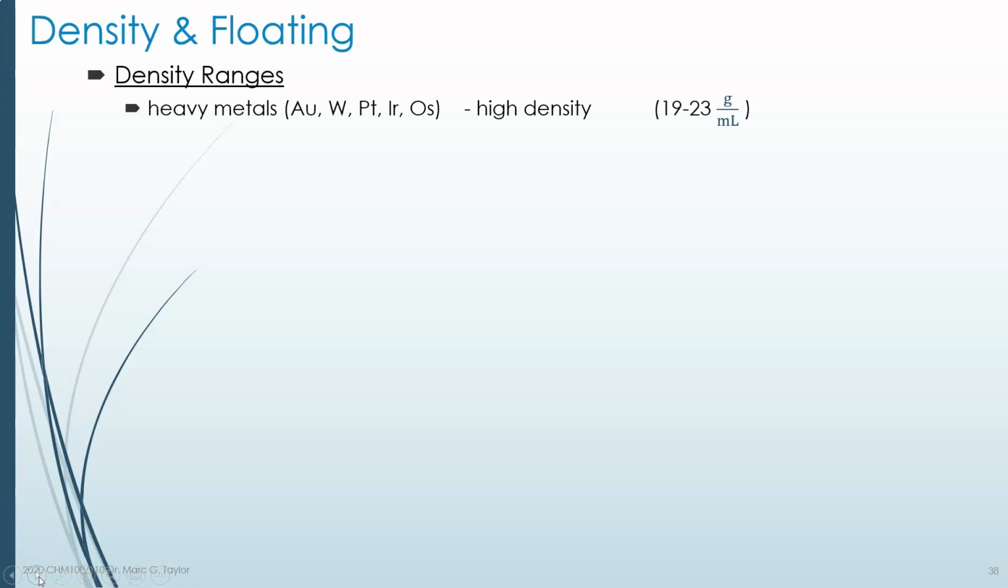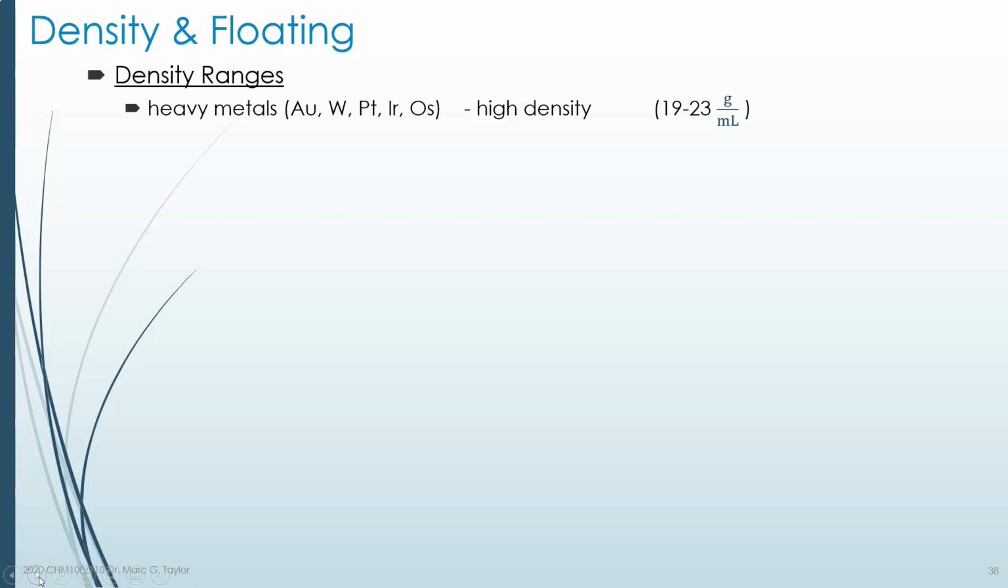So let's talk about the ranges of densities. There are high density materials like the heavy metals. And while we haven't gone over the symbols of the various elements on the periodic table yet, I'm going to tell you Au is gold, W is tungsten, and the reason why it's W is because the Germans named tungsten wolfram. Pt is platinum, Ir is a metal called iridium, and Os is a metal called osmium. And in fact, iridium and osmium are the 2 densest metals known to man.